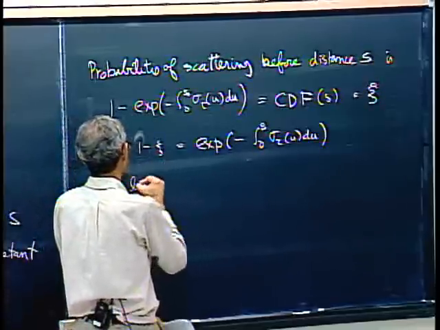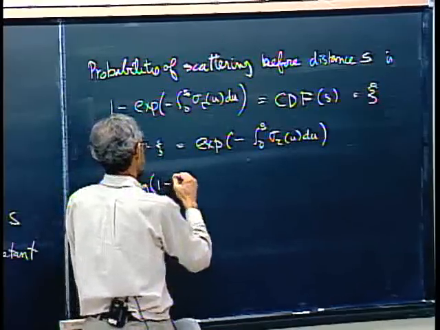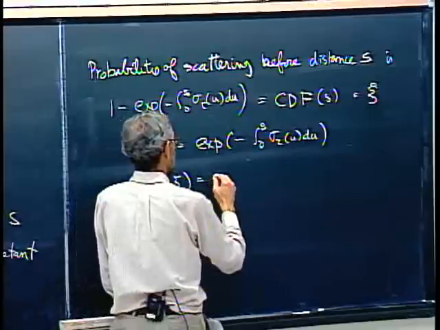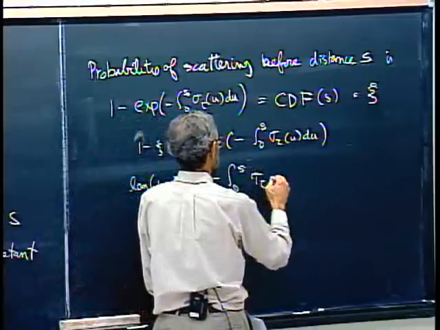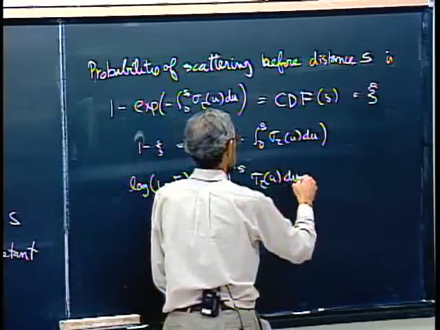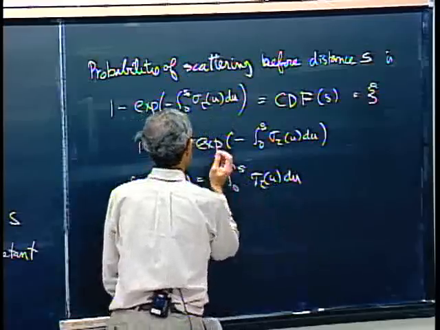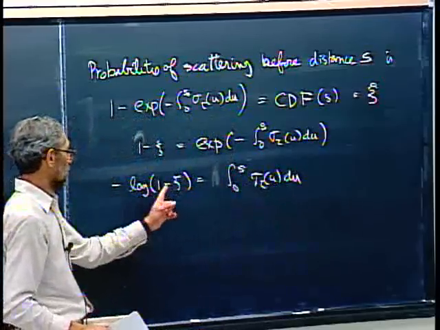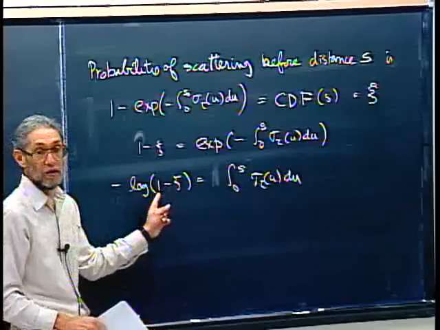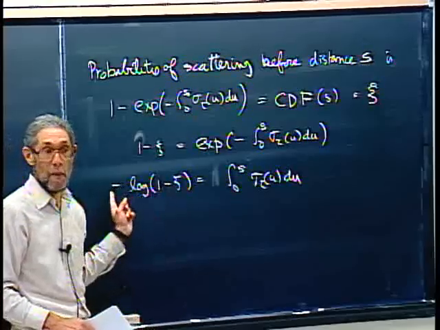So we'll take the log of 1 minus xi equals minus the integral from 0 to s of sigma t of u du. And why don't I just move this minus to the other side? This is a positive number because this is a fraction less than 1, so its log is negative. And then I have a minus sign in front of it.